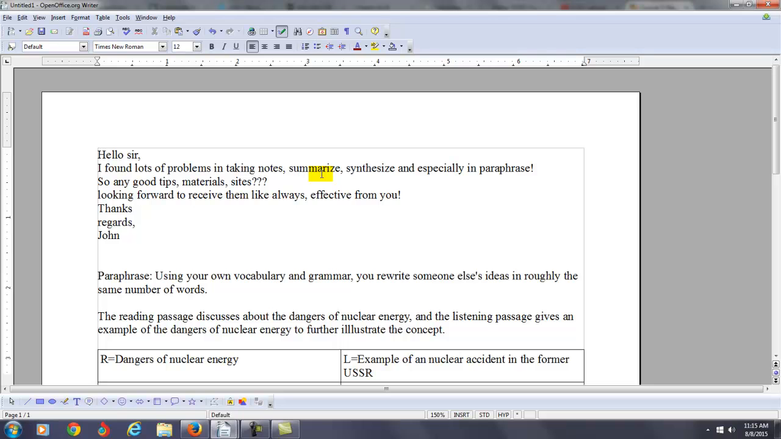When you're summarizing something, you re-explain the idea not in roughly the same number of words, but you condense it to a much, much smaller format. You see what I'm saying, John? So let's say you've got an article that's 3 or 4 pages long. If you summarize it, you're going to condense it to maybe a paragraph, maybe half a page. So really, in order to do well with paraphrase, you have to have good vocabulary and grammar.